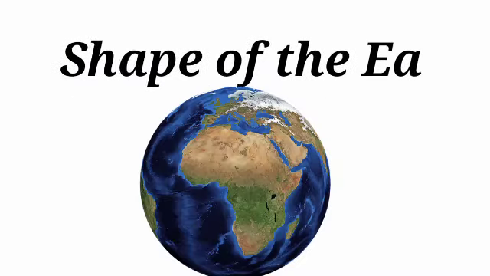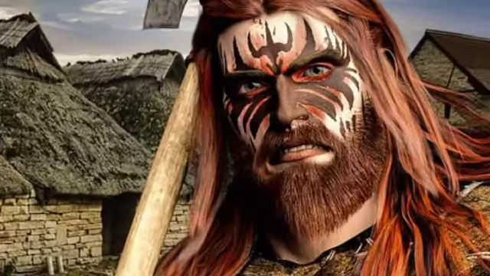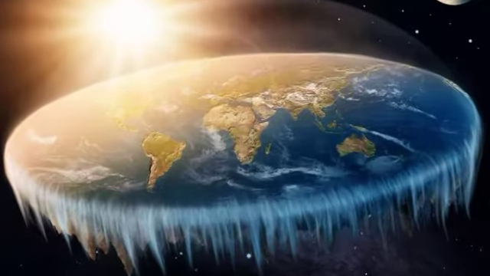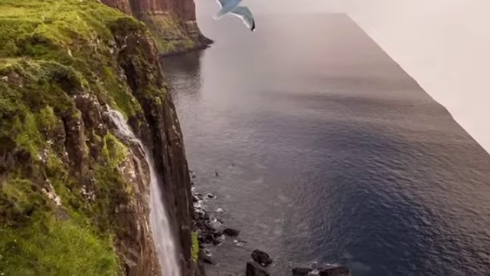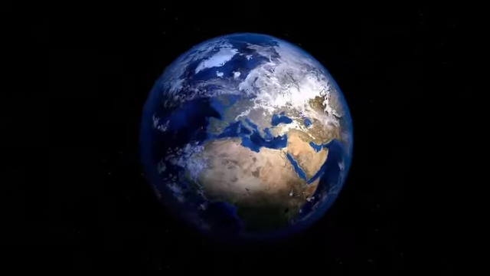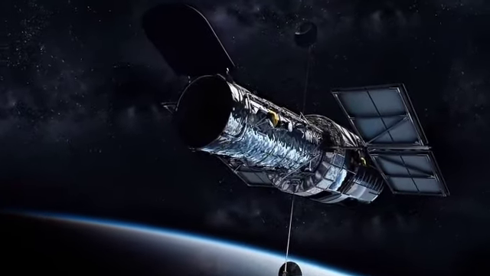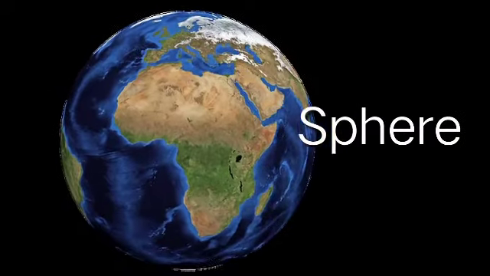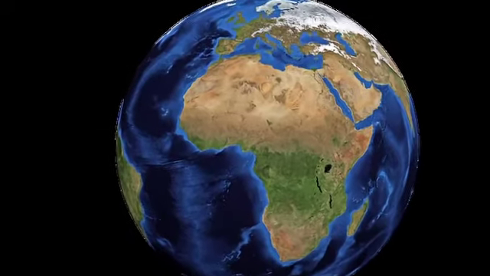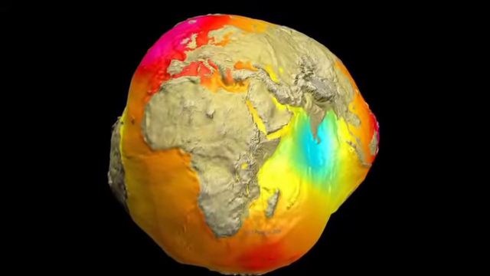Now let's talk about the shape of the earth. In ancient times, people believed that the earth was flat and had steep edges. Ferdinand Magellan, a Portuguese explorer, sailed around the world and proved that the earth is round. Pictures taken from space have also proved that the earth is like a sphere. It is round but is slightly flattened at the top and at the bottom.